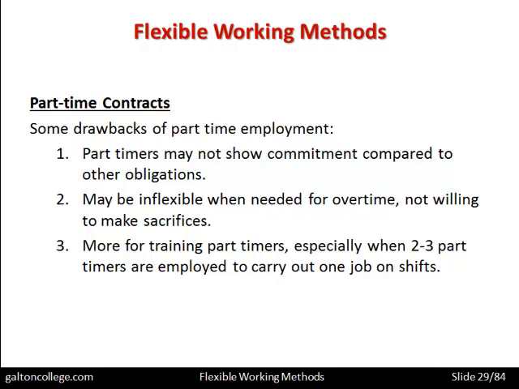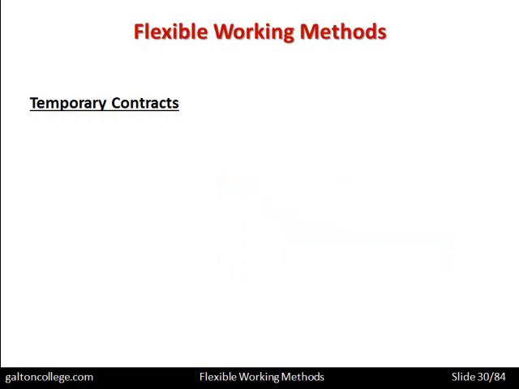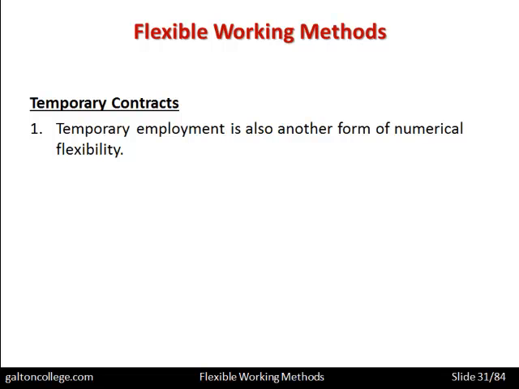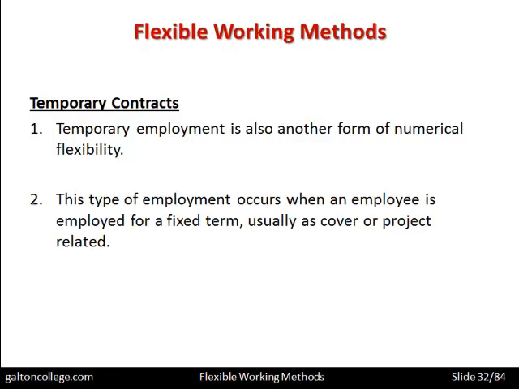If one worker does it and works 40 hours a week, one person has to be trained. If 2 are working for 20 hours each to cover the same job, the same task, then 2 workers would have to be trained, and that can be more expensive. Now, temporary contracts. Well, temporary employment is also another form of numerical flexibility, trying to get the numbers right. This type of employment occurs when an employee is employed for a fixed term, usually as cover or it could be something related to a particular project.